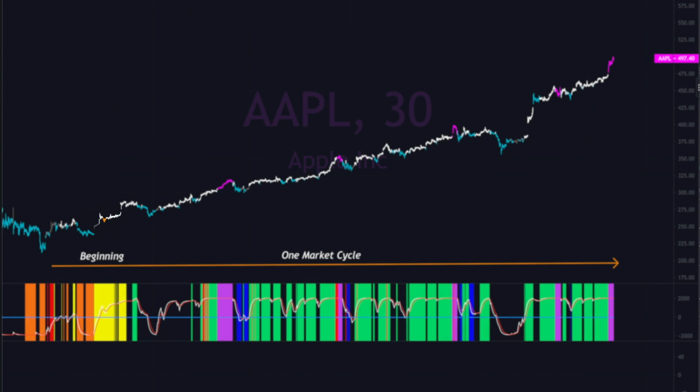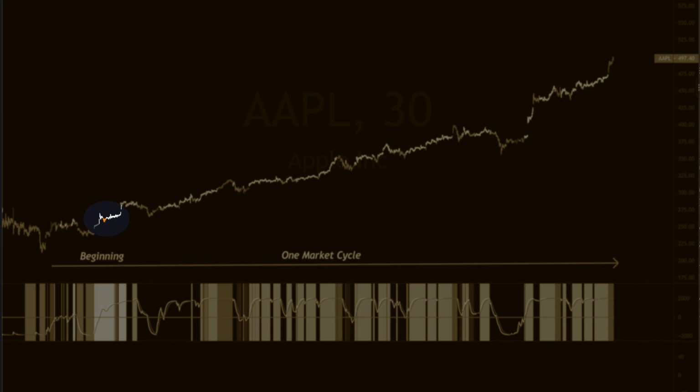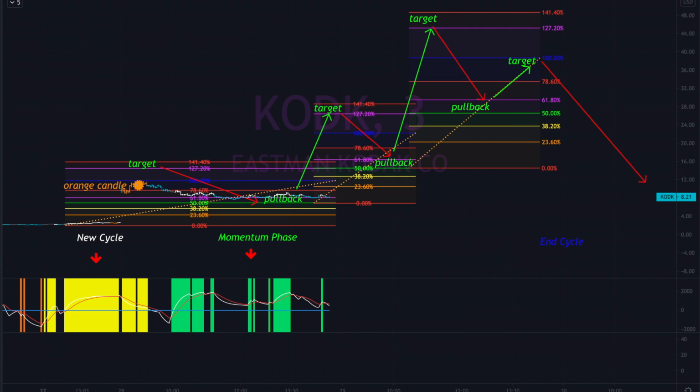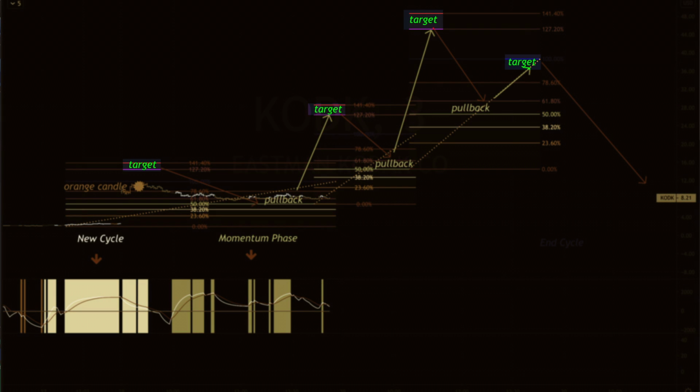If you look at Apple Inc., you can see that the cycle that began in March has not ended yet. Notice the presence of orange candles at the beginning of the cycle and nowhere else. Let's go through the process of the orange candle breakout. We will be using this cookie cutter template as our guide. The template consists of 4 targets.